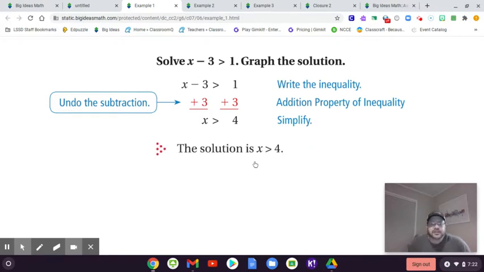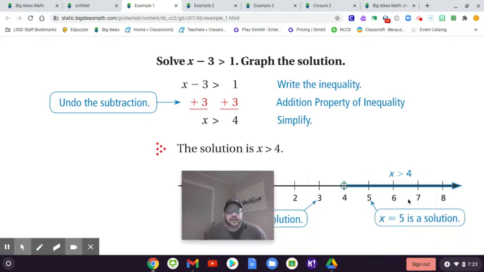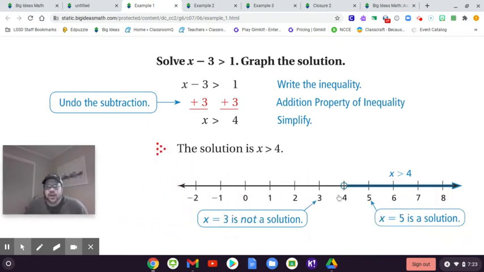So our solution is x is greater than 4. I'll move myself out of the way here. We'll have an open circle at 4 because it can't actually equal 4, but it can be like 4.1 and 4.5 and 5 and anything bigger than 4, which is why the arrow goes to the right.